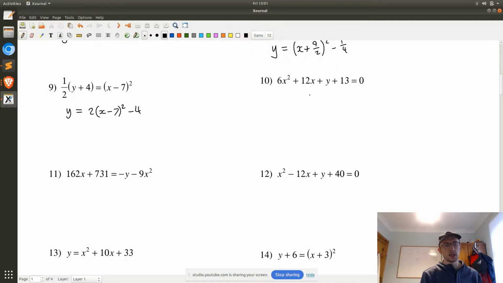Here you have it in the standard form, which is where you have the integers before them. Okay, so just move everything over. So y is equal to negative 6x squared take 12x take 13. And then you don't want that minus sign hanging around. In fact, we'll do this.